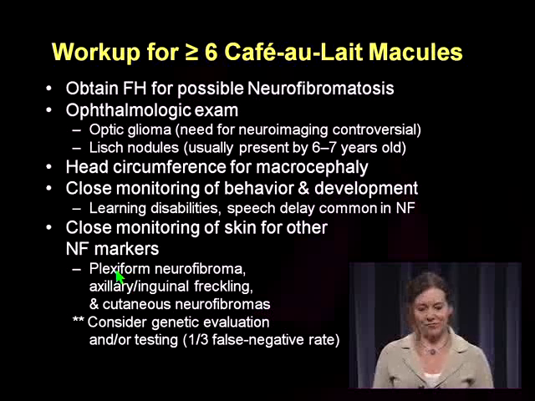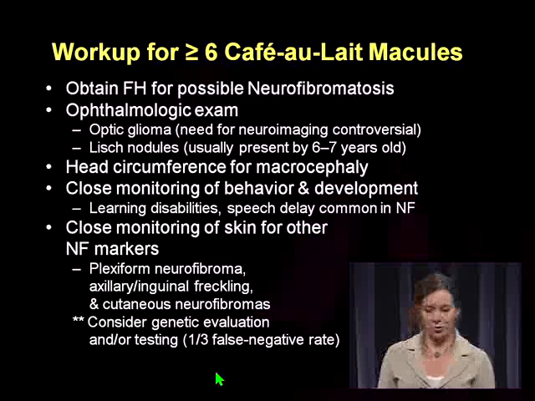Now, if you don't have any other markers, and you're still concerned about neurofibromatosis, then you certainly could order genetic testing or send them to a geneticist to do that testing. It used to be that there was a very high false negative rate, up to about 1/3, but the testing has actually improved quite a bit and can be quite reliable.